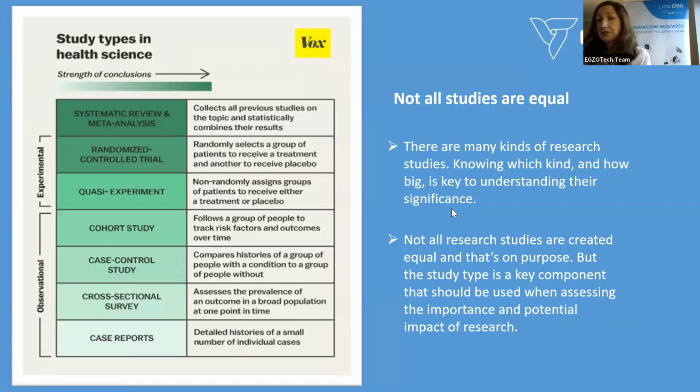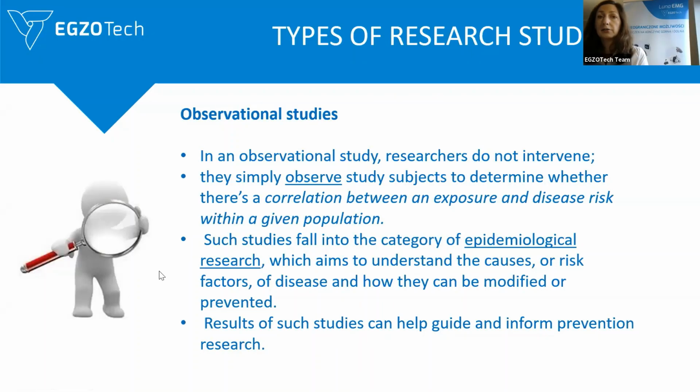Not all research studies are created equal, and this is done on purpose. So the study type is a key component that should be used when assessing the importance and potential impact of research. The more experimental the research is, the higher the impact and the bigger the strength of conclusion. A little bit more about the study types.